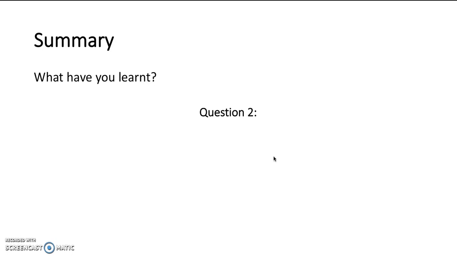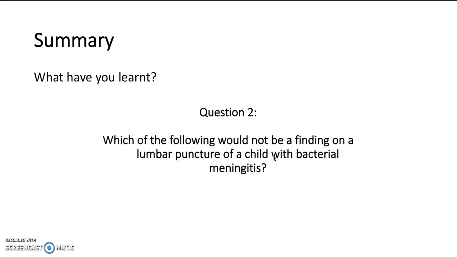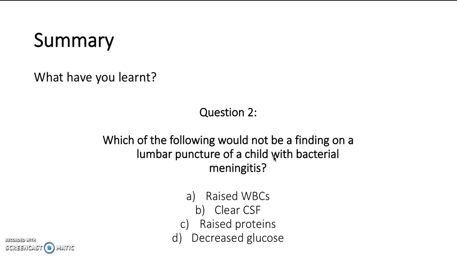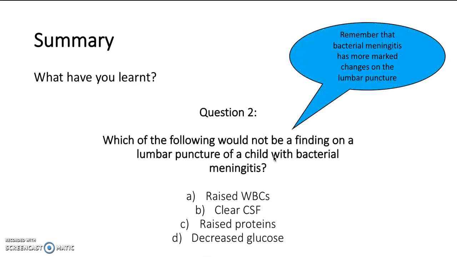Question 2 is which of the following would not be a finding on an LP of a child with bacterial meningitis? Is that raised white blood cells, clear CSF, raised proteins, or decreased glucose? Remember here that bacterial meningitis affects the CSF very significantly. So the answer is clear CSF. The CSF would be clear if it was uninfected or if it was infected with viral meningitis, but in bacterial it will become turbid.